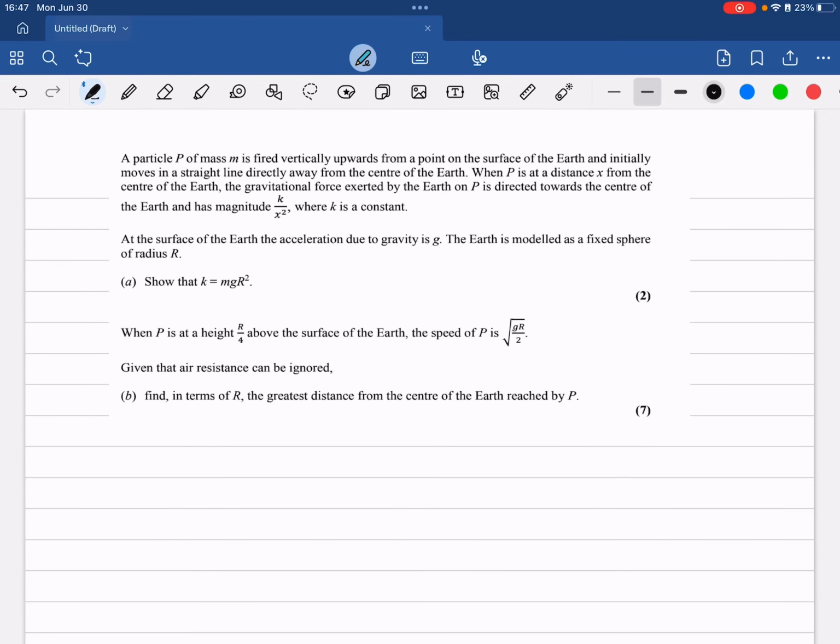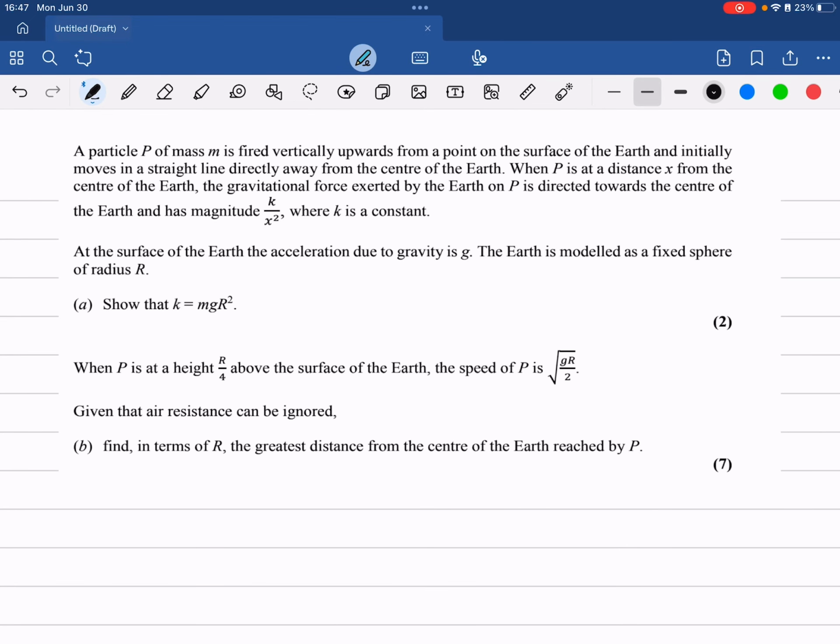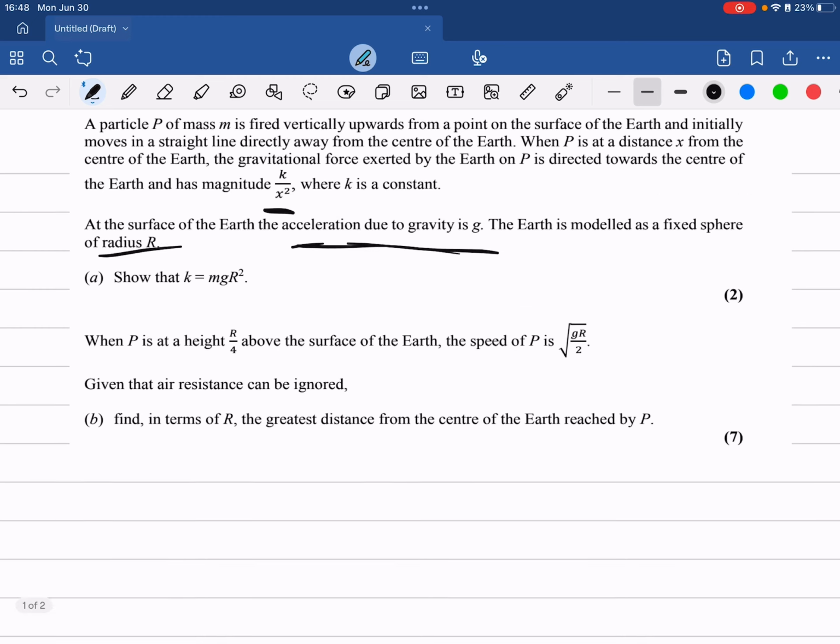So here we've got a gravitation question from Further Mechanics 2 in the dynamics topic. And this is what the question is, and essentially it's basically a particle being fired upwards from the surface of the Earth. And you've been given some conditions, and the gravitational force is k over x squared. When you're on the surface of the Earth, the acceleration due to gravity is g, and the Earth is modeled as a sphere with the radius r.